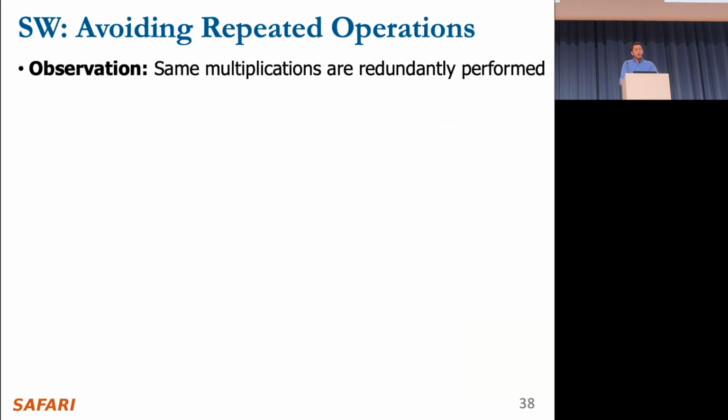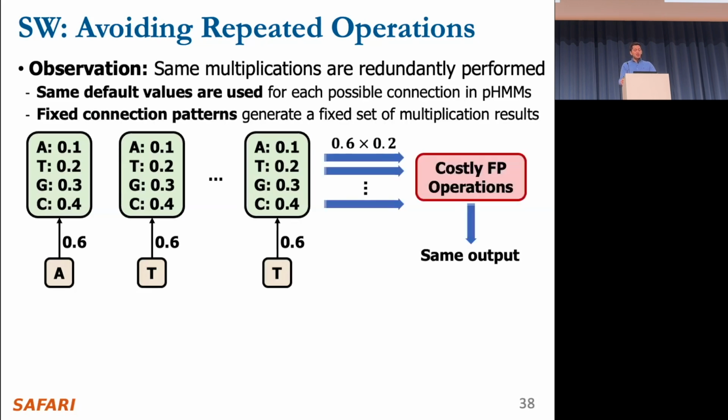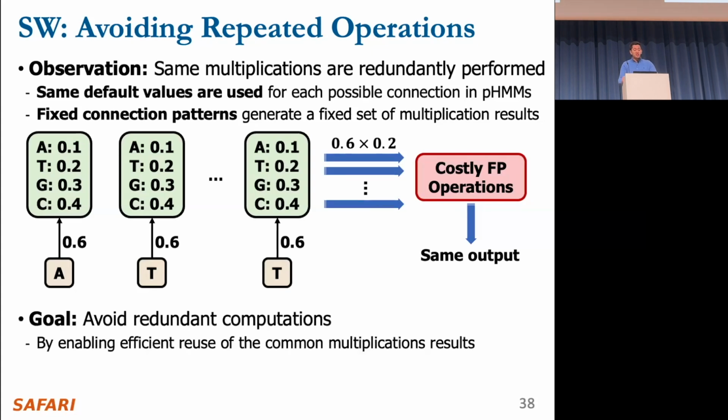And the last software optimization is to avoid repeated operations. What we observe is that there are some multiplications that are redundant. This is mainly because of using the same default parameters or values for each possible connection in the PHMMs. And what this really causes is that we redundantly do some calculations over and over again that generate the same output. But to generate the same output, we perform these costly floating point operations, which is really costly.